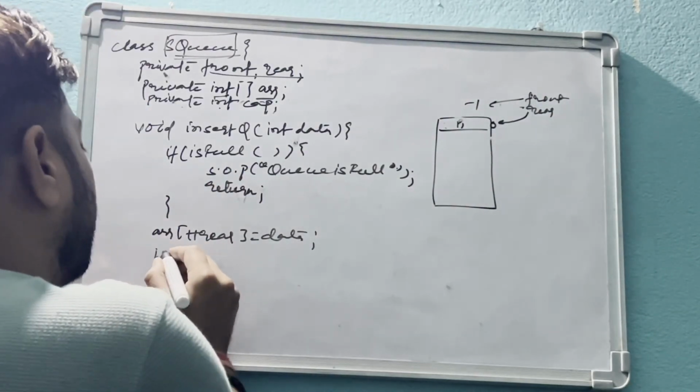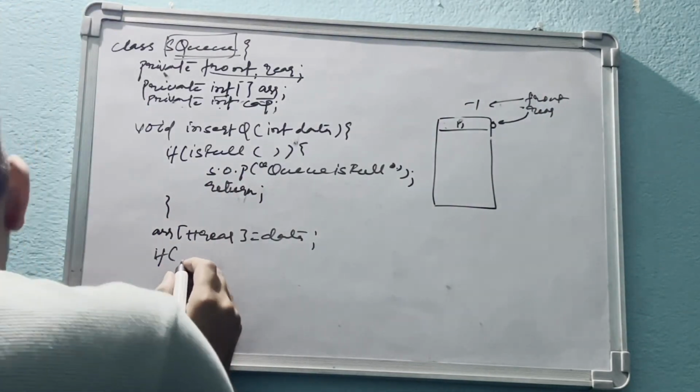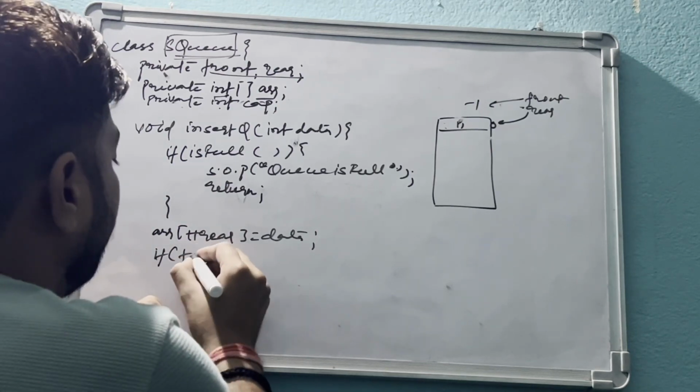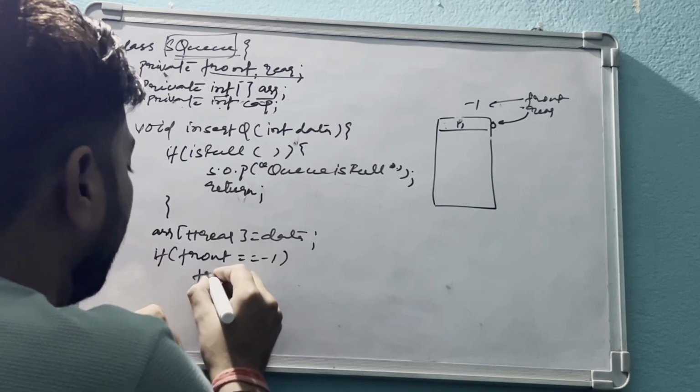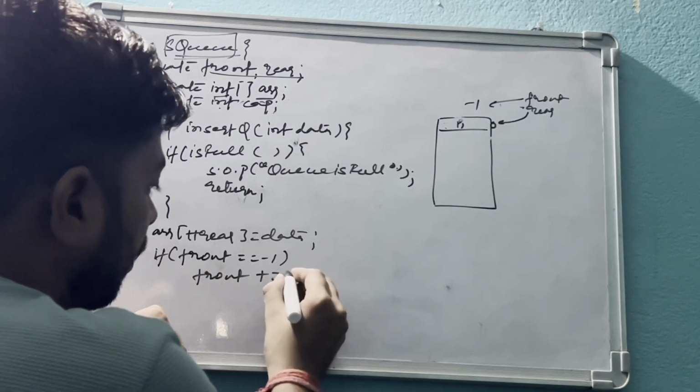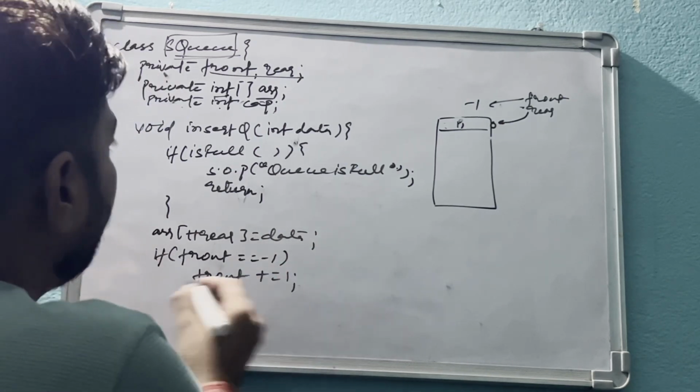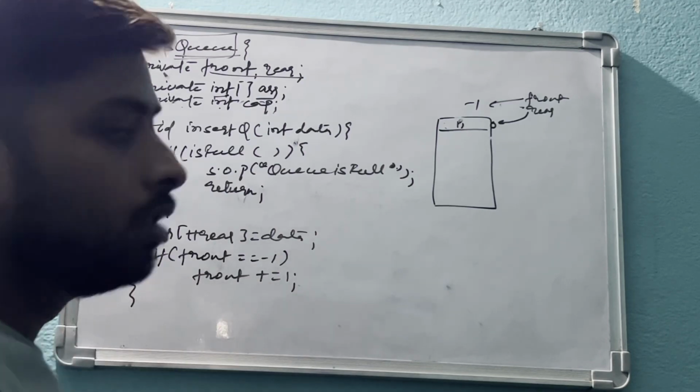So the function would be, sorry, the function would be: if front is pointing to -1, increment front, and this is it for the insert function.